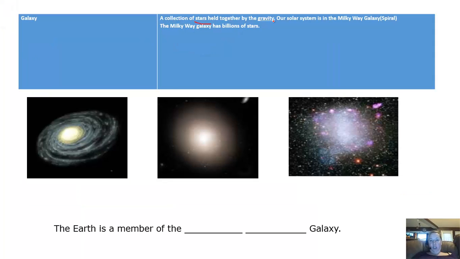Galaxies are made up of stars. Okay, they're held together by gravity. Everything in our solar system is held together by gravity. Everything in our universe is held together by gravity. So, we have three types of galaxies here.